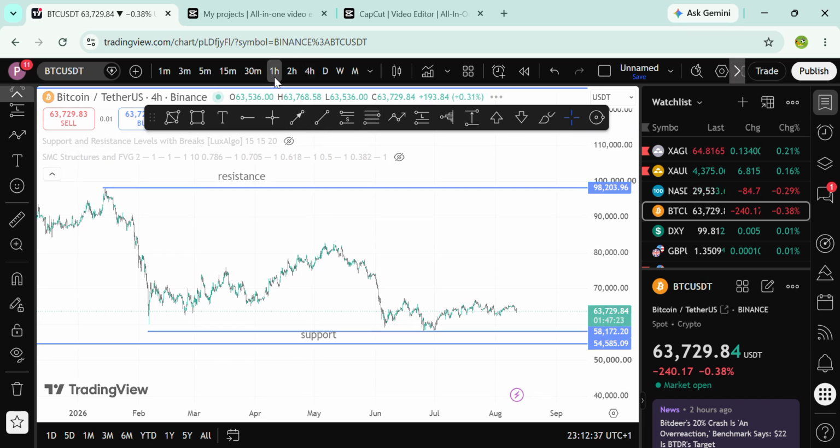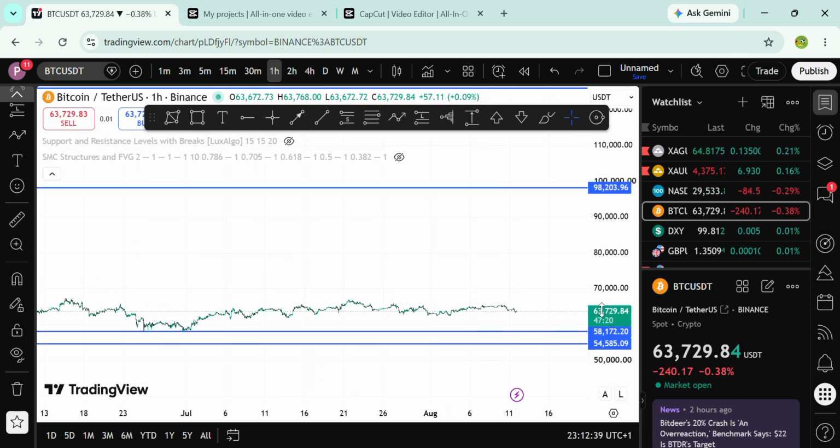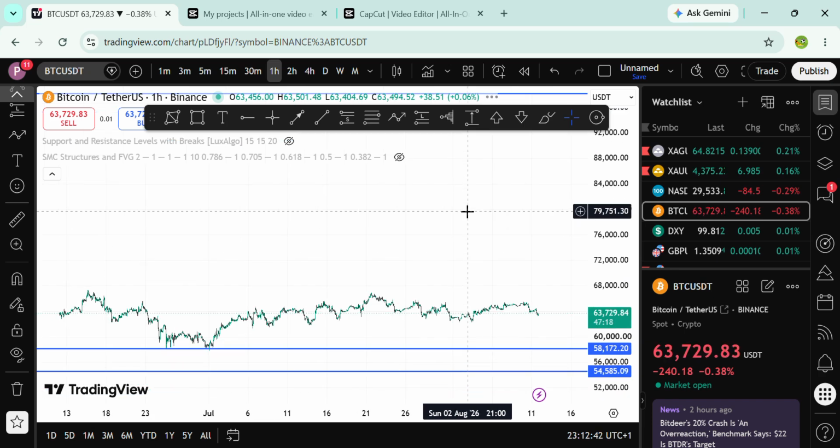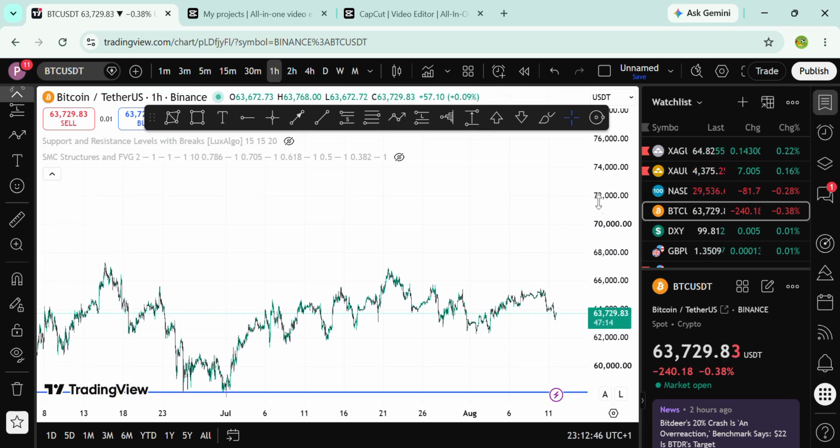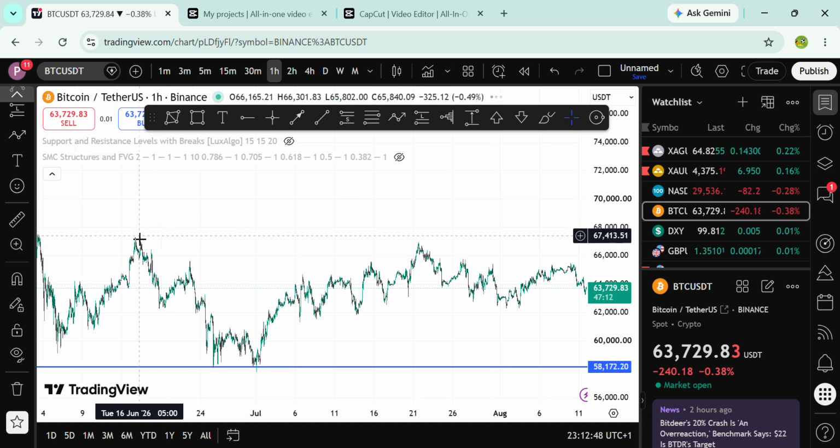So if we go down to the 1 hour time frame again, we look out for another support and resistance level on the 1 hour time frame. Expand your chart very well. So this is a resistance level, this is another resistance level.